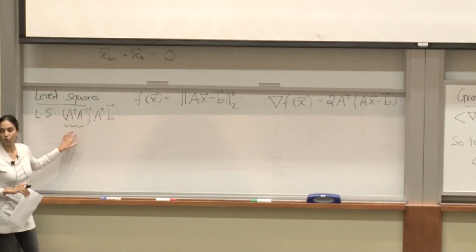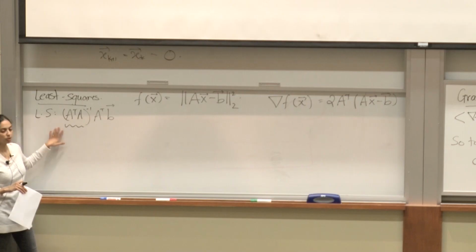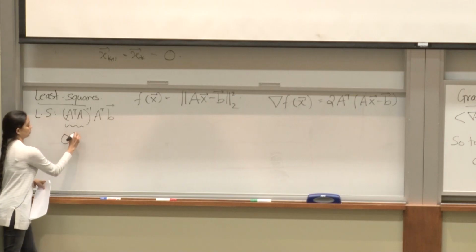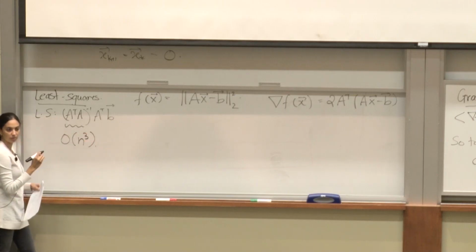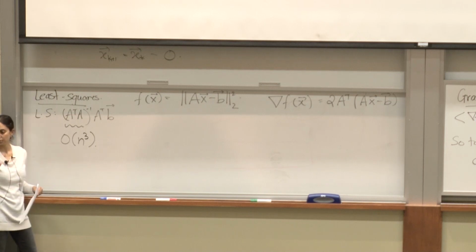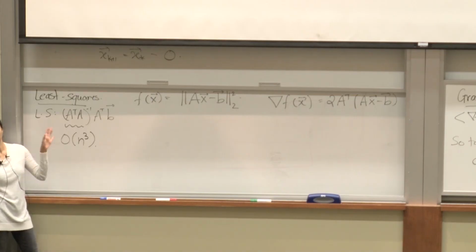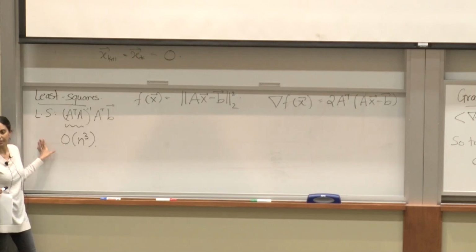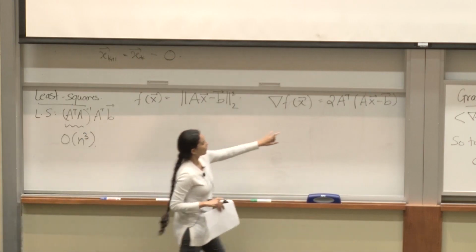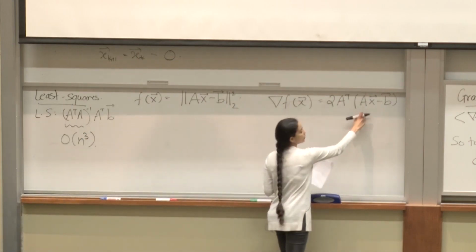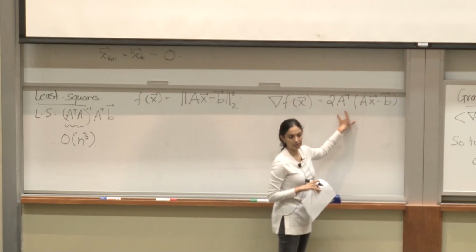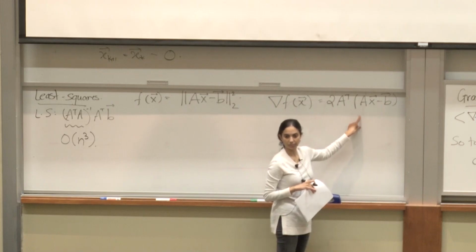What is the order of computations that I need to do to compute this least squares solution? O of n cubed, right? Computing a matrix inverse is n cubed computations. We haven't shown this in this class, but just accept it as a fact from me for now: taking a matrix inverse is approximately n cubed. Computing this gradient, what is the order of operations here? This is an n by n matrix, and this is just a vector. So there's n squared order of operations here, right?